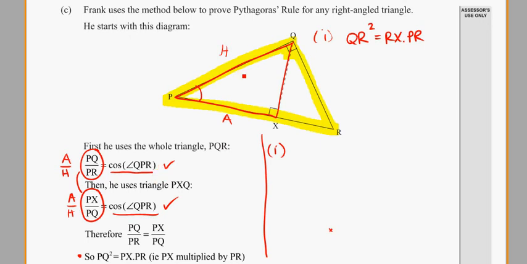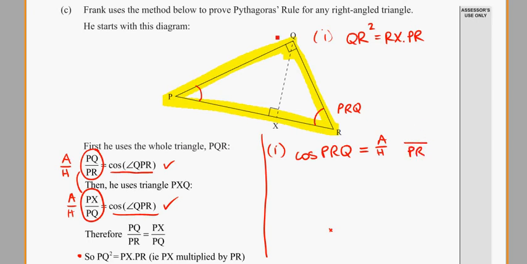PRQ. So we'll start with this one, which is angle PRQ. And we'll write down that the cos of PRQ, A over H, and we'll use the big triangle first. So we're using the big triangle. So for the big triangle, the hypotenuse is this side, which is side PR. And the adjacent side for the big triangle would be this one down here, QR.